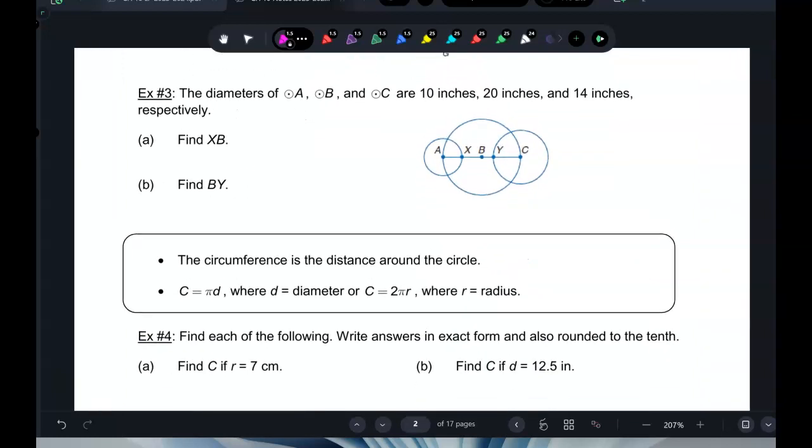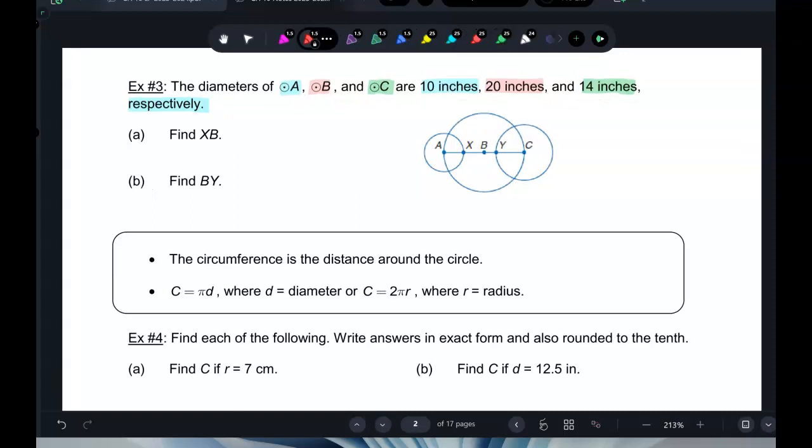Okay, diameters of circle A, circle B, and circle C are 10 inches, 20 inches, and 14 inches respectively. Respectively means in the order they were named. So for example, circle A is 10 inches, circle B is 20 inches, and C is 14 inches. Now we want to find XB and we want to find BY. You got an idea, Ryan?